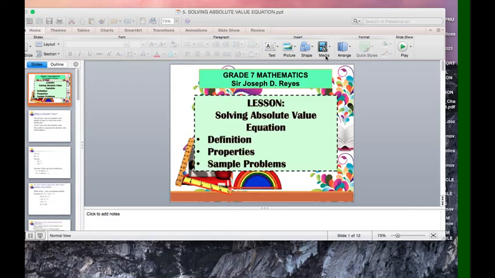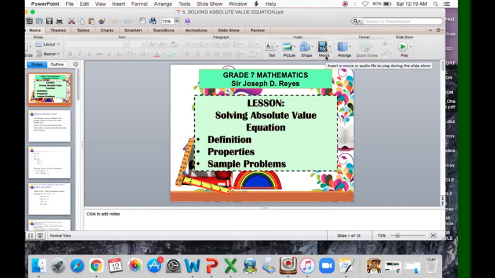So, correct. That's all about solving absolute value equations with the following topics: definition, properties, and sample problems. With that, thank you very much for listening.